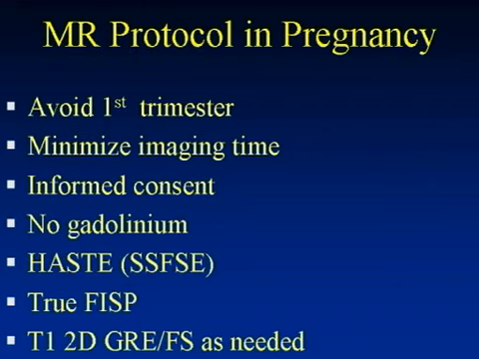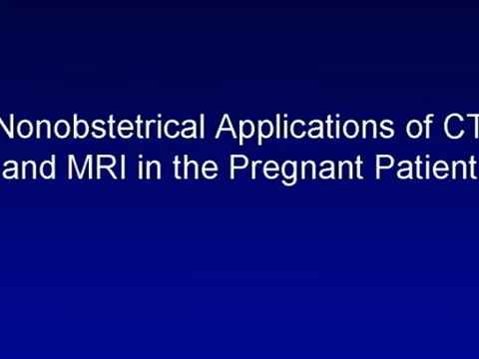We do not give gadolinium. We use fast imaging sequences such as HASTE or single-shot fast spin echo and TrueFISP. We'll supplement that with T1-weighted images with or without fat suppression. Those are helpful if you're looking for a hemorrhage or a fat-containing mass, for instance, and we'll see some examples.